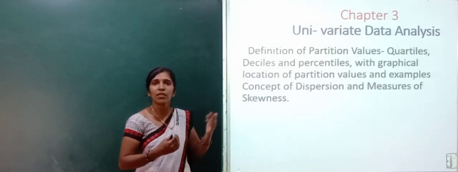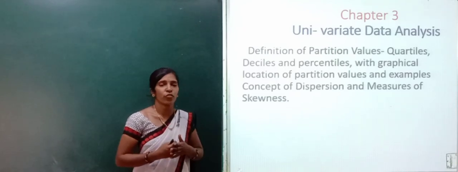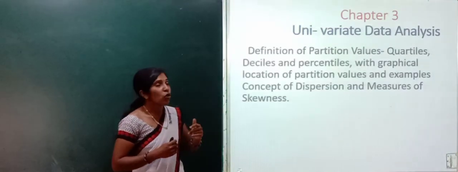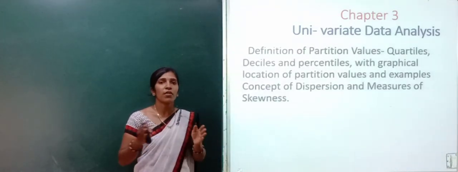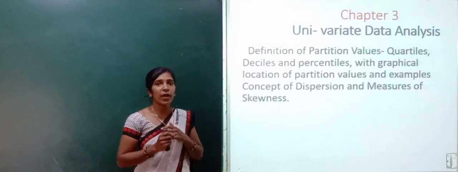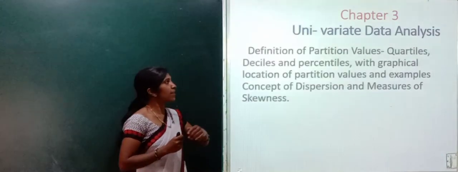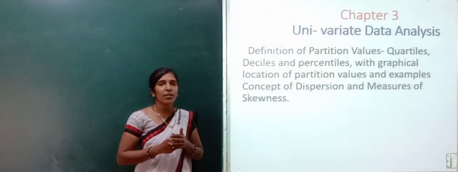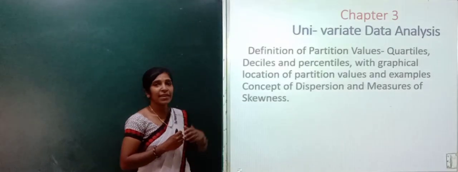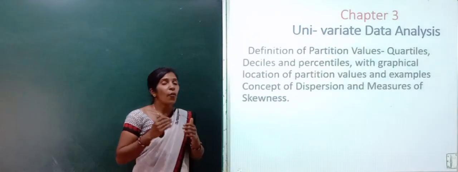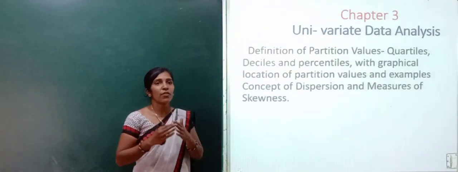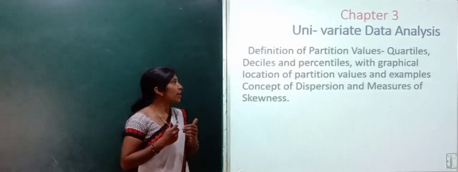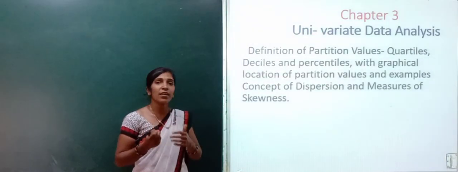When we study under the third chapter, I will tell you what is meant by frequency distribution. We divide the frequency distribution, and they are called partition values. In that comes the quartile. When a frequency distribution is divided into 4 equal parts, each part is called a quartile, and the second one is the decile. When a frequency distribution is divided into 10 equal parts, each part is called a decile, and another one is the percentile. When a frequency distribution is divided into 100 equal parts, each part is called a percentile, with general location of the partition values and examples.